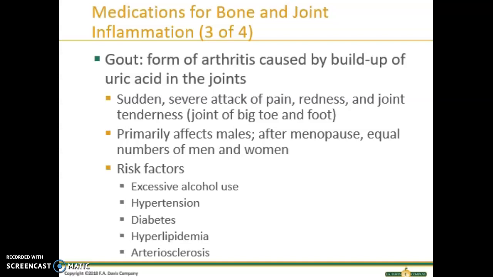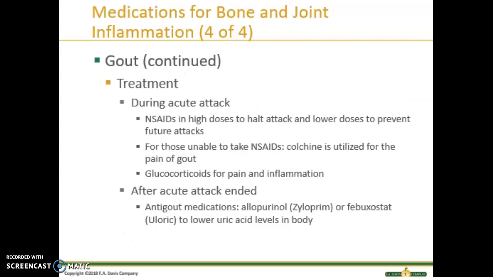It primarily affects males, and we also have equal numbers of men and women after menopause. So before menopausal age of a woman, we see less, but after menopause, then we see equal numbers of men and women. Risk factors are excessive alcohol use, hypertension, diabetes, hyperlipidemia, and arterial sclerosis. Treatment is broken down from during the acute attack and then after the acute attack has ended.